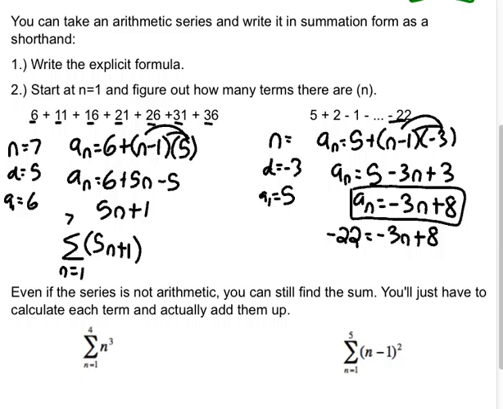So let's use the explicit formula we found so we can find what this is. Subtract the 8, divide by negative 3. So n is 10 here. So now finally I have everything that I need to write this in summation notation. I'm going to go from 1 up to 10, and my formula, my explicit formula, is that.